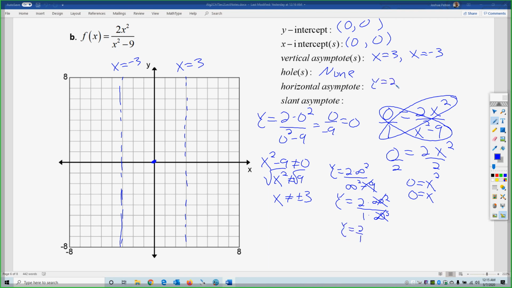So since there is a horizontal, there cannot be a slant. It's one or the other in those cases. Holes and verticals, they can be both or neither, or one or the other, but slant and horizontal is one or the other. All right, so y equals 2.